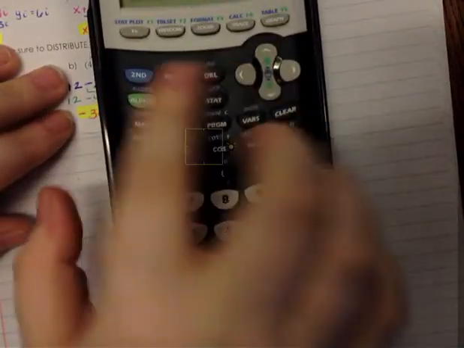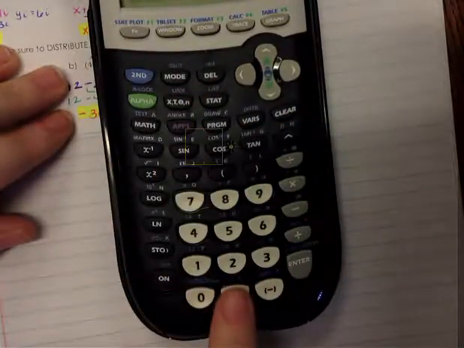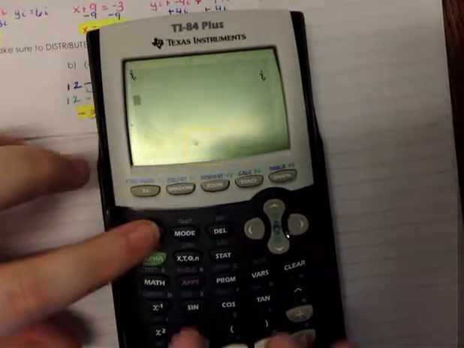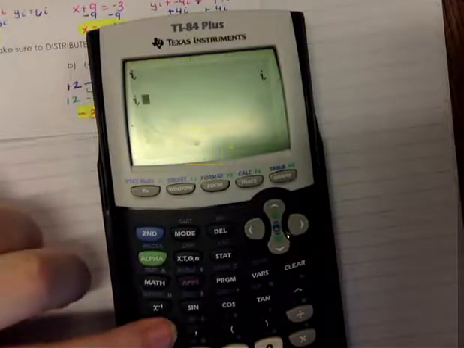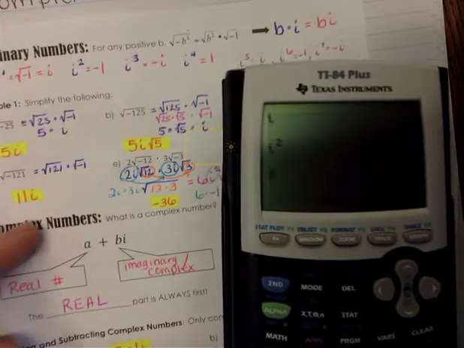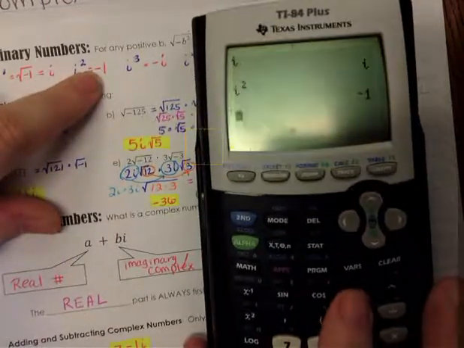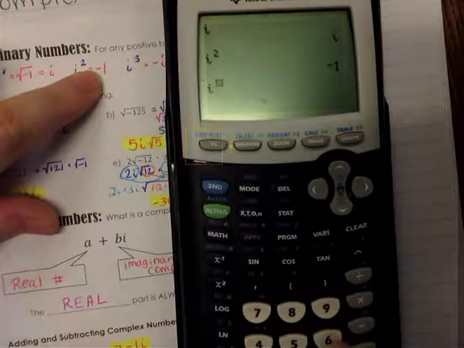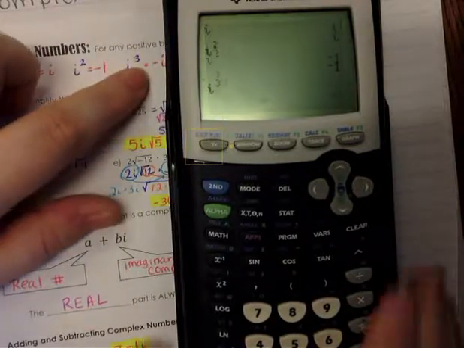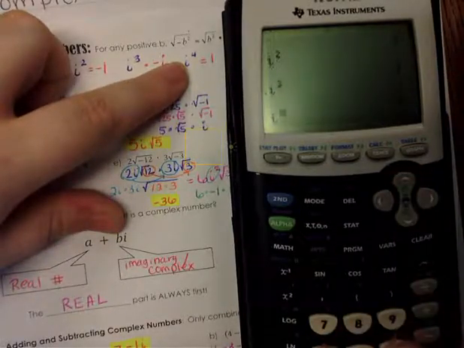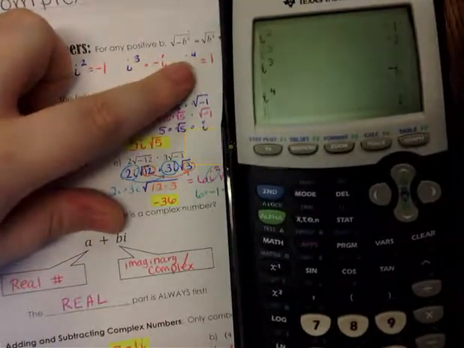Again, you type in second decimal, because that's where the i is located. If I just press enter, it's i. If I do second decimal i squared, I get negative 1. So if we look back at the rule, i squared is equal to negative 1. If I did second decimal raised to the third power, I should get negative i. Second decimal raised to the fourth power, I should get a positive 1.